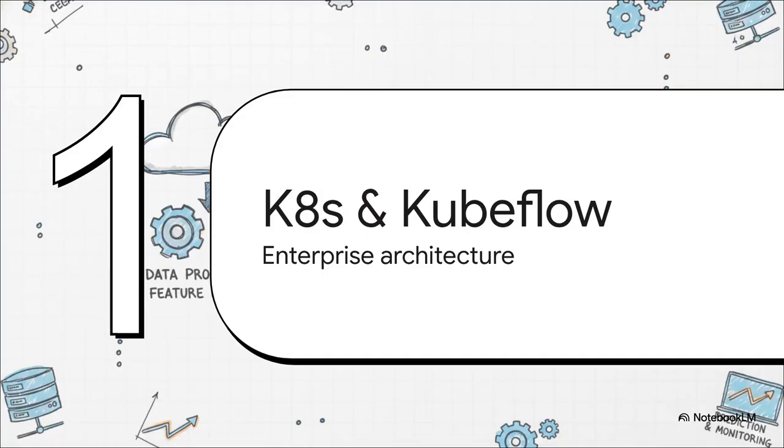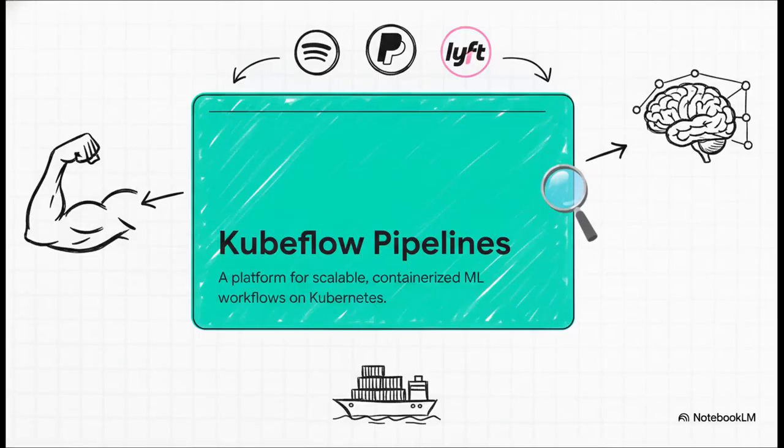Which brings us to Section 2, Kubernetes and Kubeflow. Enter Kubeflow on Kubernetes. Think of Kubernetes as your data plane. It's the muscle, right? It handles the raw compute, the multi-tenancy, the auto-scaling, and Kubeflow? That's the control plane. It's the brain that's actually managing your machine learning workloads. Together, they create this incredible platform for building scalable, portable ML workflows. And this isn't just theory. Tech giants like Spotify, PayPal, and Lyft are running their ML platforms on this exact architecture.